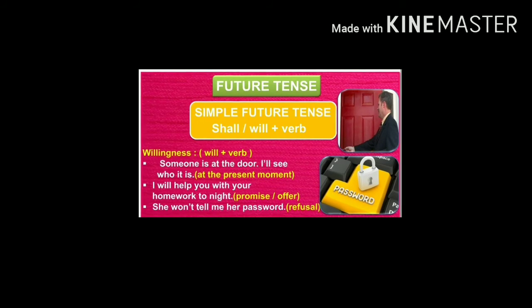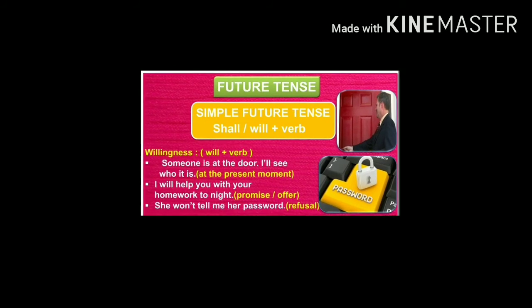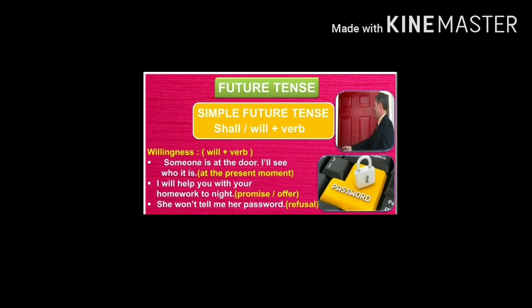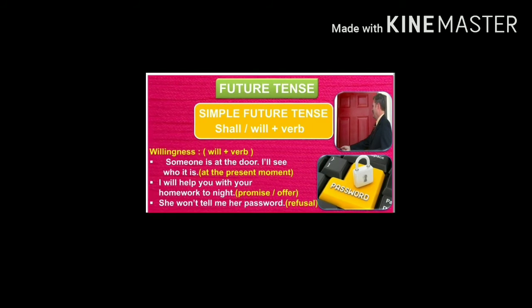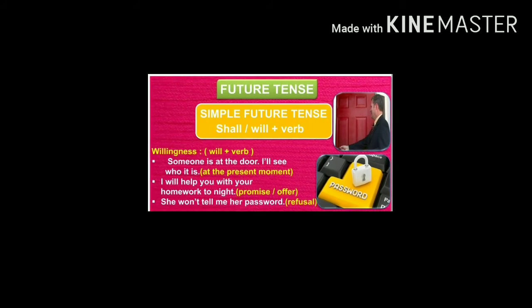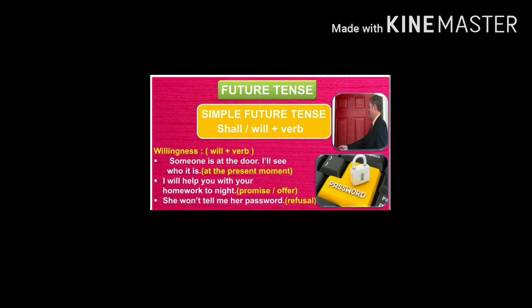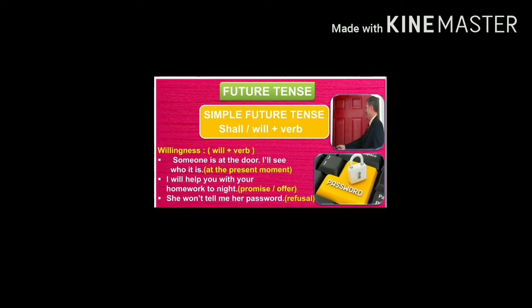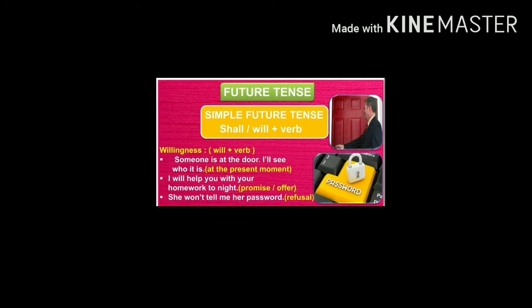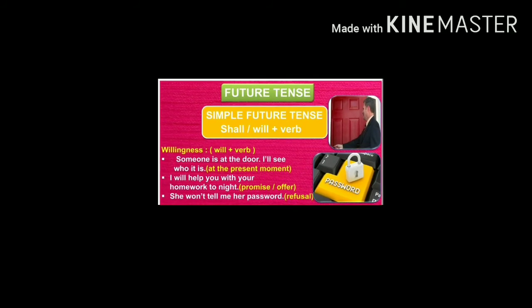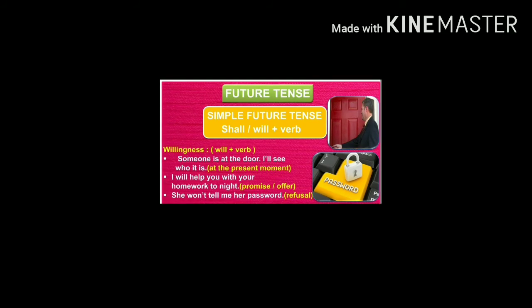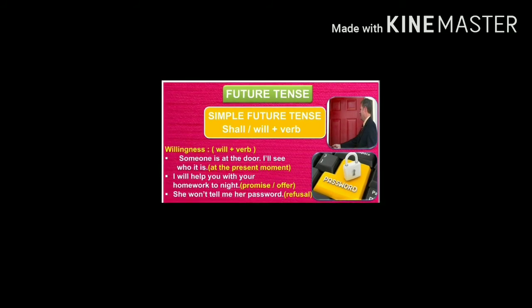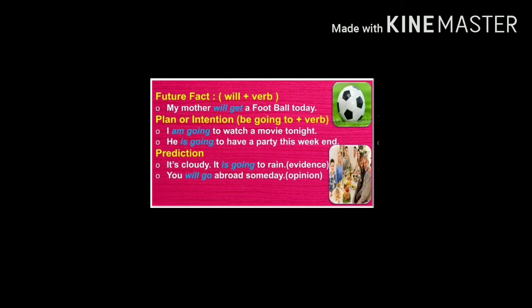The first one is willingness. Example, someone is at the door. I will see who it is. At the present moment, I will help you with your homework tonight. Promise or offer. She won't tell me her password. Refusal. Next one is future fact.